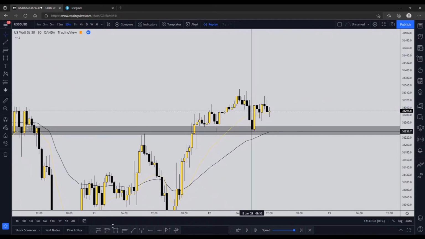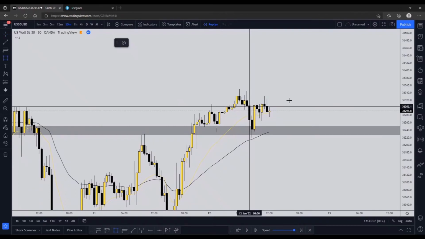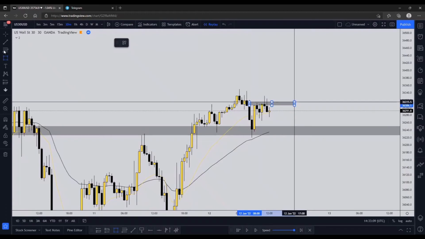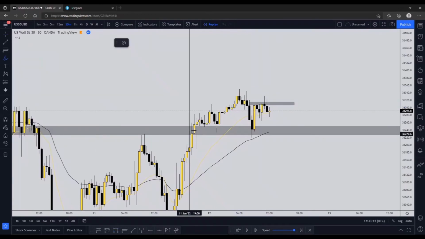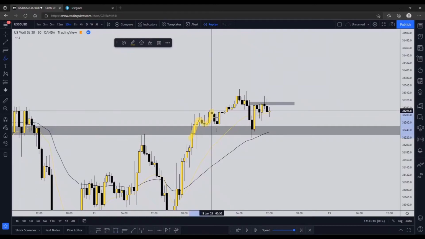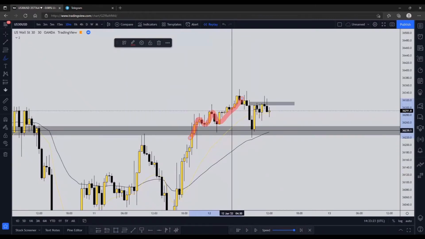So what I did was I waited for this level to get violated. If I break this down a bit more clearly, if you look at the structure, let's change this color to red. If there's anyone in the chat, let me know.